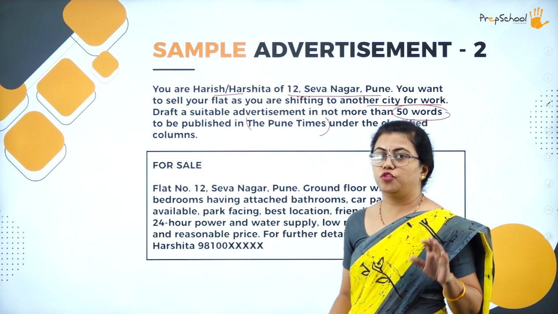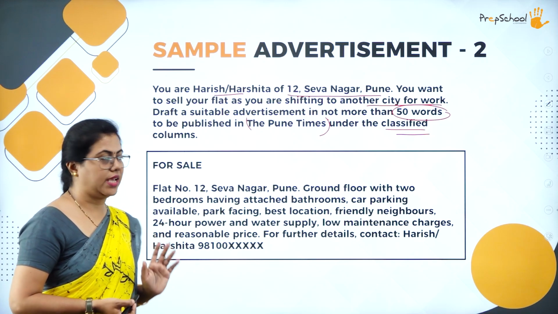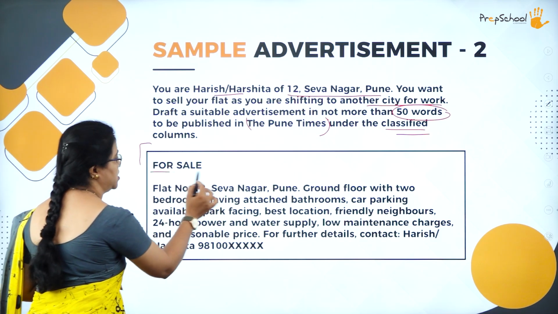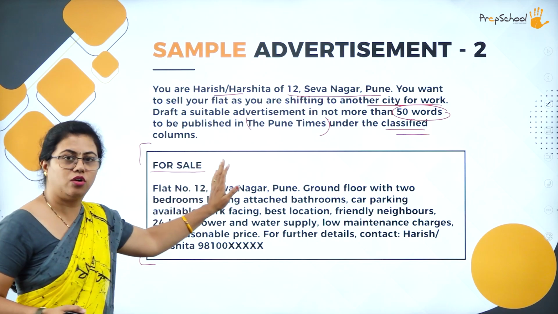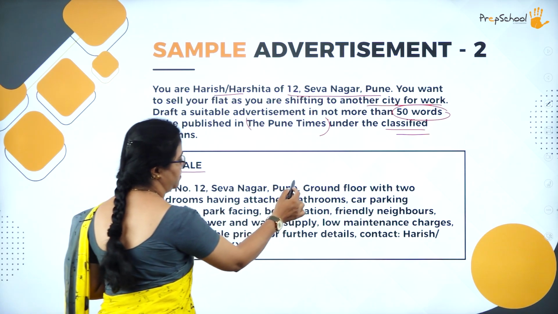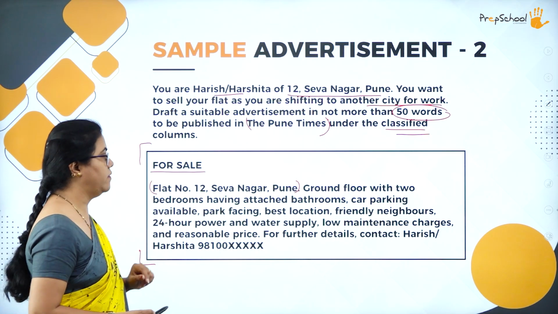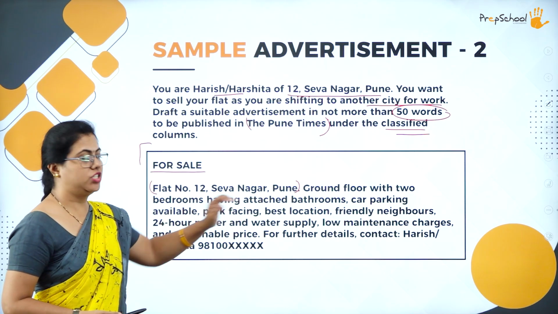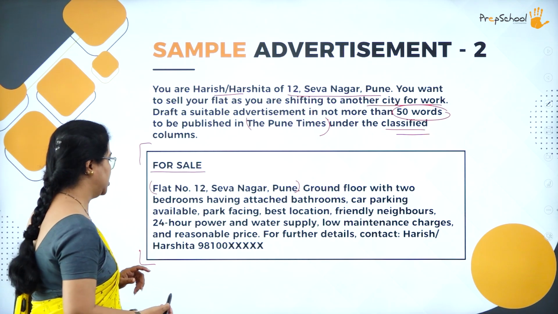So it should not be colorful, it should contain minimum text, and also it can be in 2 different font sizes. So first thing is you have to enclose it within the box. That is also done. So for sale, okay, that is the heading you are giving. Please put it on the left, or in the center is also fine. Putting it on the left is advisable. Then you write the address here. Flat number 12, Seva Nagar, Pune, that is ground floor with 2 bedrooms having attached bathrooms. Car parking available, park facing, best location, friendly neighbors, 24-hour power and water supply, low maintenance charges and reasonable price.